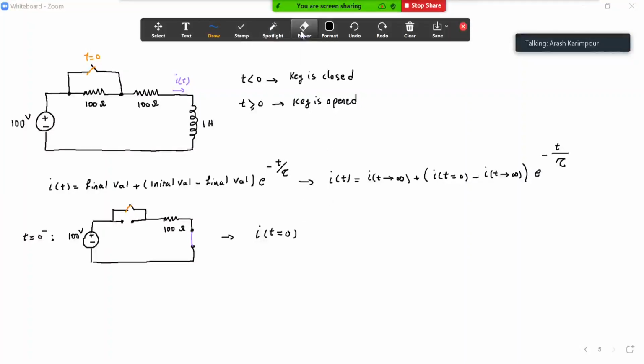So let me write the Ohm's law. V is equal to IR, and I know the V is 100, the I is the one at the initial condition, and the R is also 100. So the I at t equals 0 is going to be 1 amp.